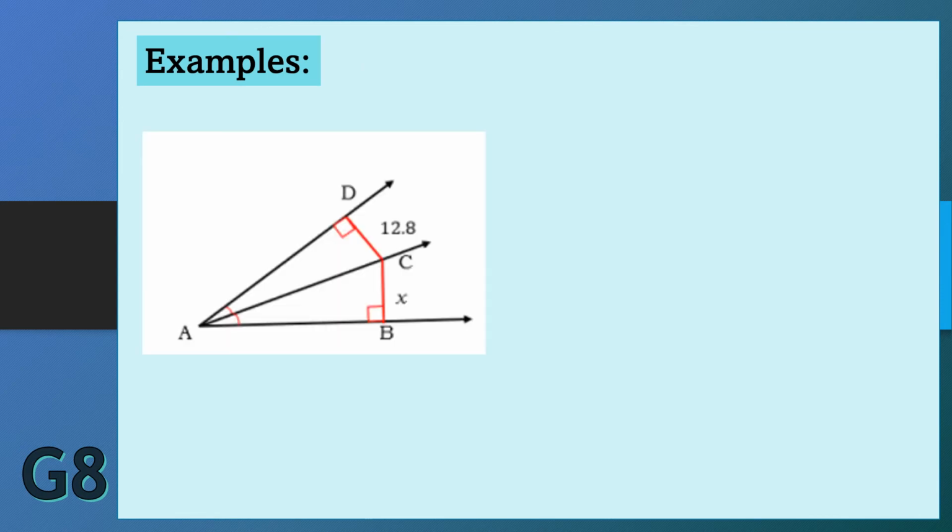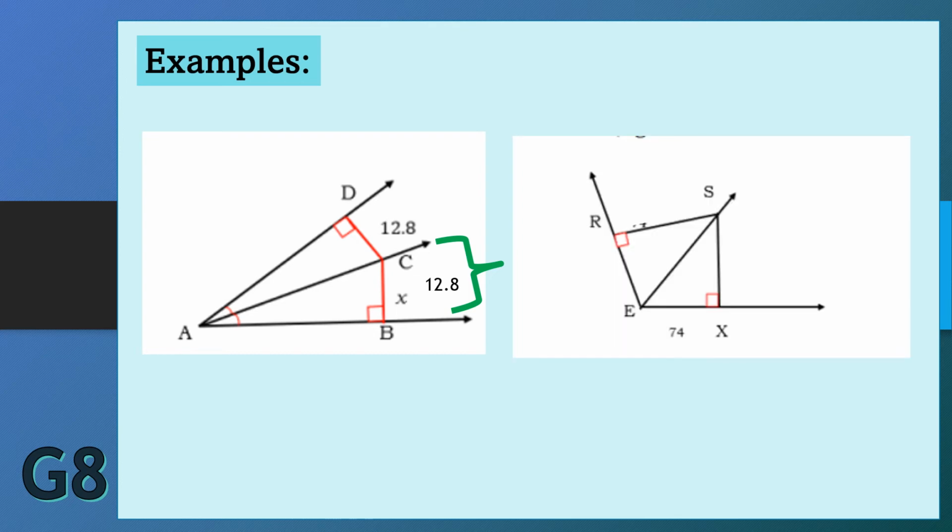Example, if angle DAC measures 12.8 degrees, what is X? Very good. It is 12.8 degrees also because they are congruent. Next we have, if angle SEX and angle RES are congruent and line segment EX is equal to 74, what is the measure of line segment ER? Very good. It is also 74 because they are equidistant.